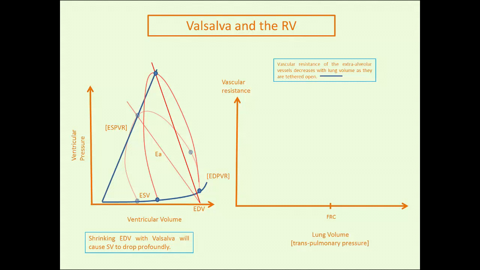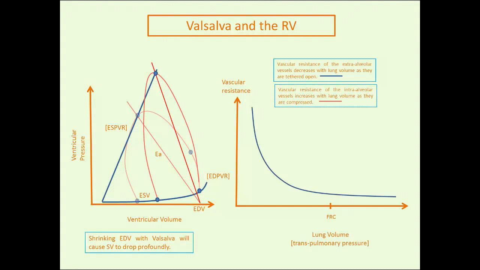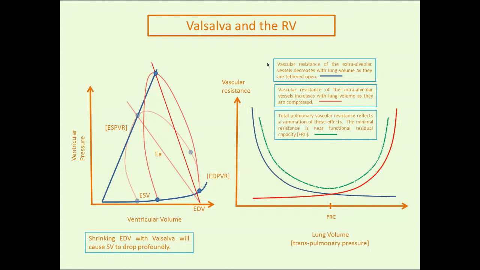Secondly, as I mentioned, your pulmonary vascular resistance is defined by the relative capacitances of the extraalveolar and alveolar blood vessels. So vascular resistance of the extraalveolar vessels decreases as lung volume increases, whereas the vascular resistance of the intraalveolar vessels increases as lung volume is increased. Did I say that correctly? The vascular resistance of the intraalveolar vessels increases with lung volume, yes, as they are compressed. So that looks like this, and therefore your summative pulmonary vascular resistance is kind of U-shaped. So it's lowest at functional residual capacity.